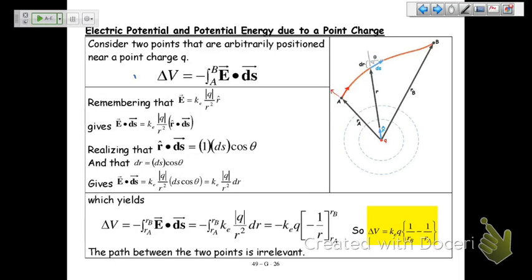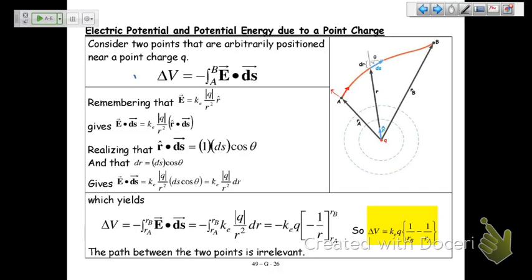Remember, for a point charge, E is equal to Ke times Q over R squared times the unit vector R. We're dealing with a point charge, so we've got to include this. So E dot ds is equal to Ke times Q over R squared times the unit vector, and we're going to dot that with ds. We just dot the vector bit, so we dot that unit vector with ds.